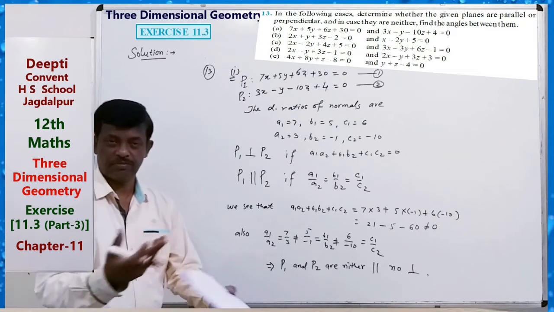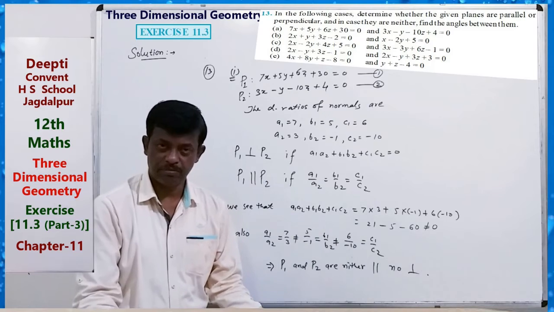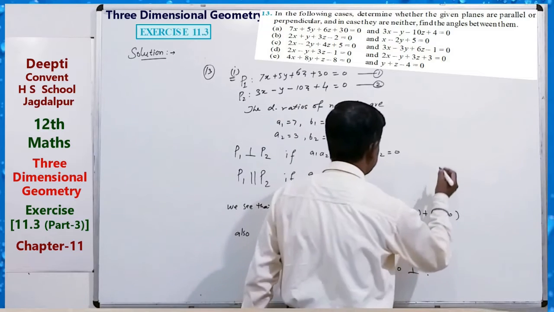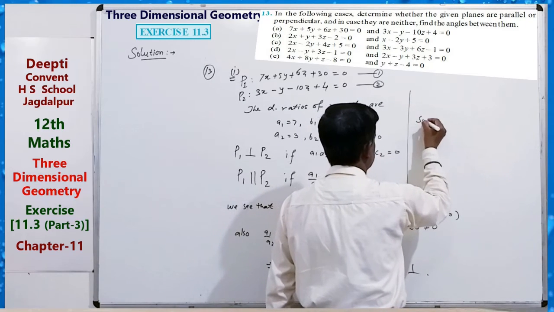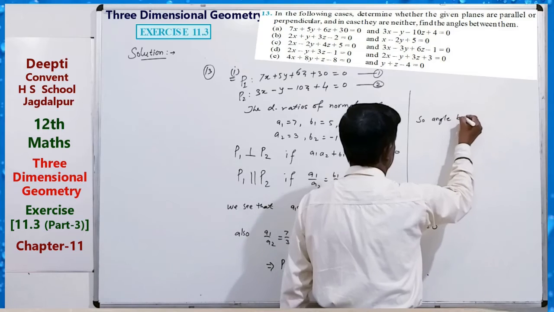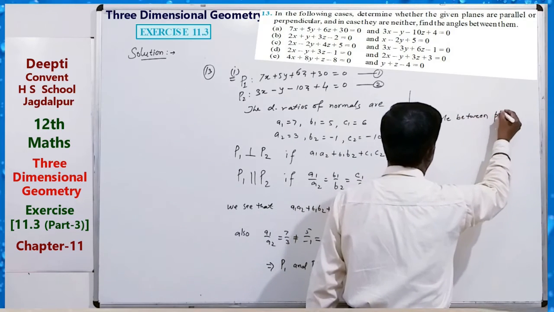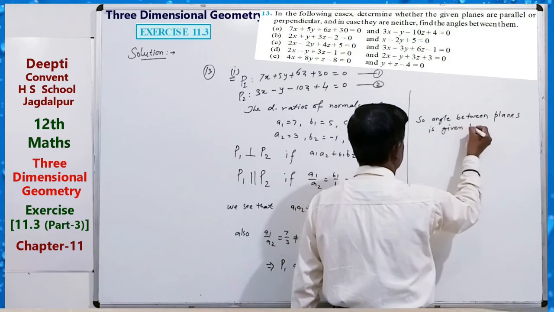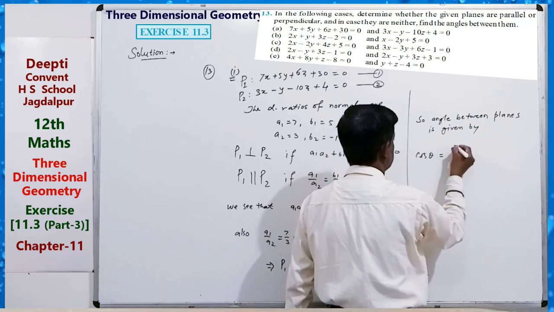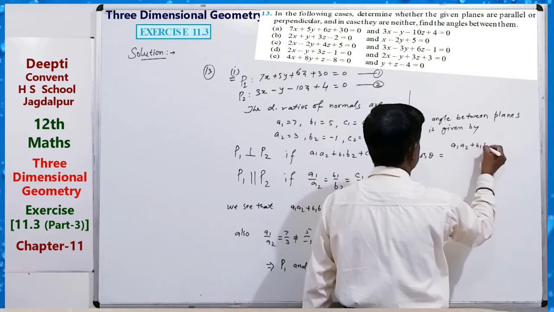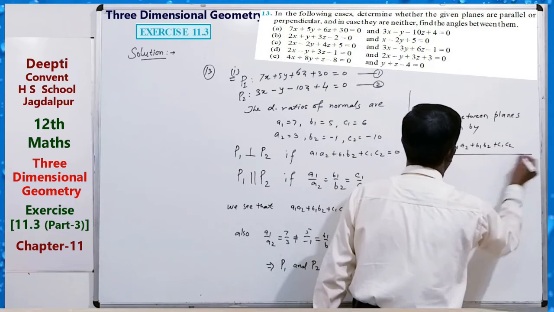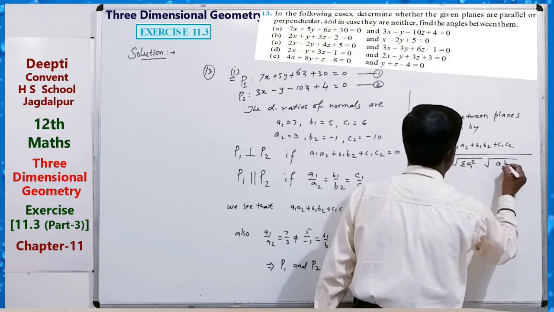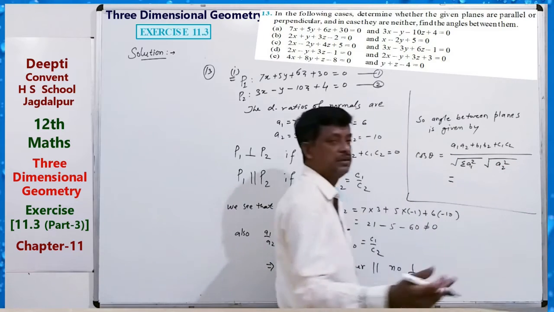If perpendicular, then we say perpendicular. If parallel, then we say parallel. If not, then we have to find the angle between them. And so the angle between the planes is given by cos theta equals A1 A2 plus B1 B2 plus C1 C2 upon root over summation A1 square times root over summation A2 square. Just solve it and you can find the result.